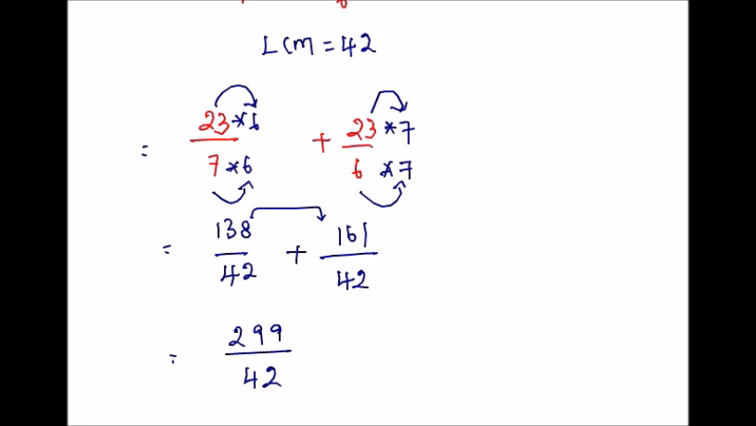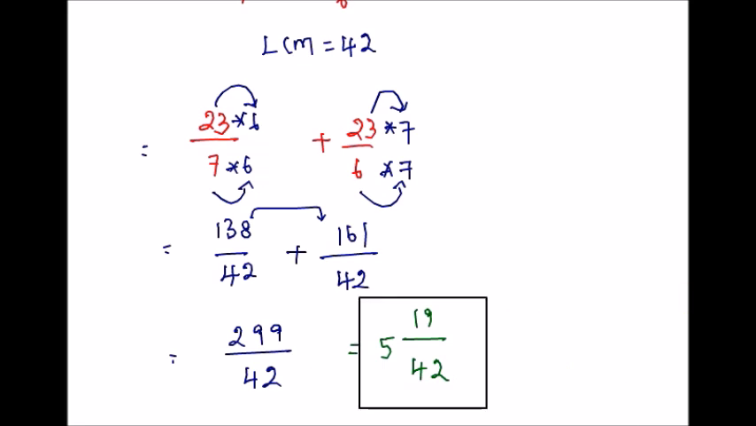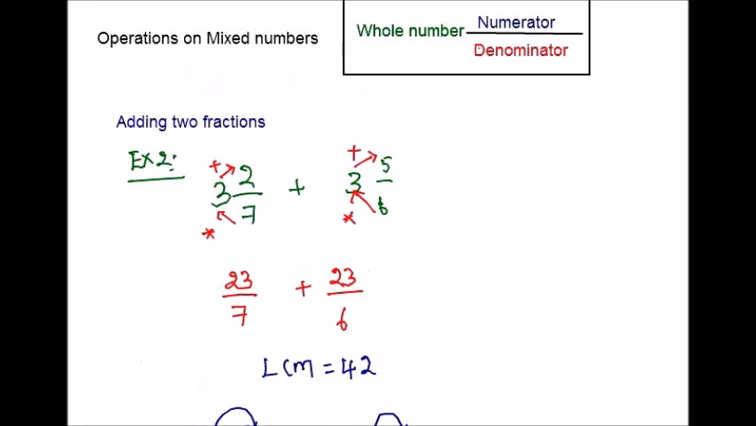Now we need to rewrite the same thing as a mixed number. Let us convert this improper fraction into a mixed number. How many 42s are there in 299? There are 5 42s and the remainder is 19. Keep the denominator as it is. And that's it for this example. Please go through the steps and let me know if there is any query.